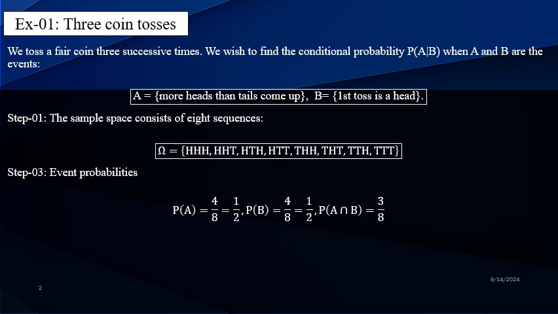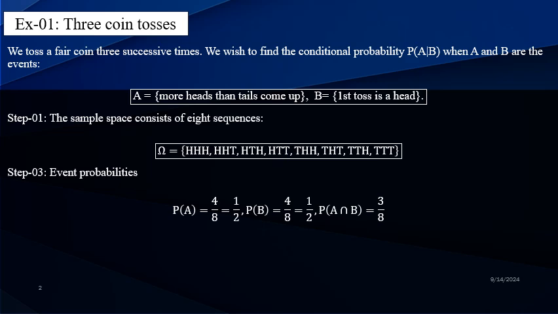Now, once we have an idea of the sample space, we will talk about what A is. What kind of outcomes would be there in A? More heads than tails. So this will come, the first will come, the second will come, the third will come, and the fourth will come. In total, how many outcomes are there in A? 4. So what is the probability of A? 4 by 8, and you can simplify it to 1 by 2.